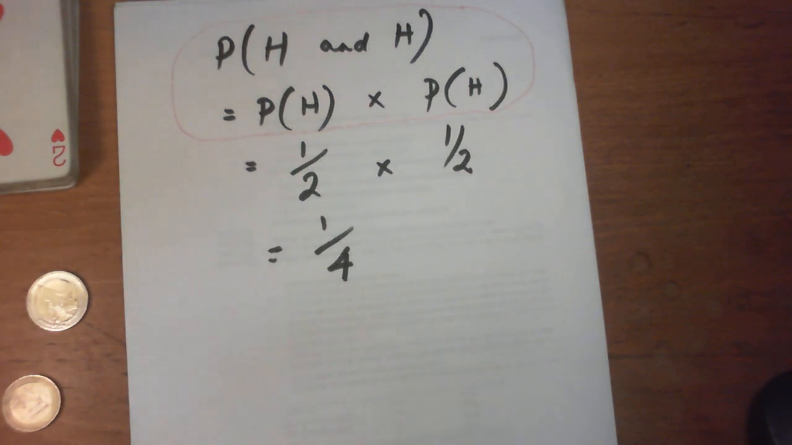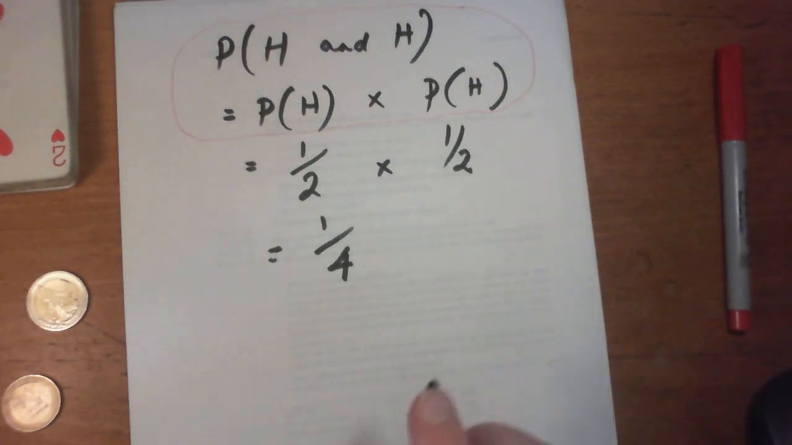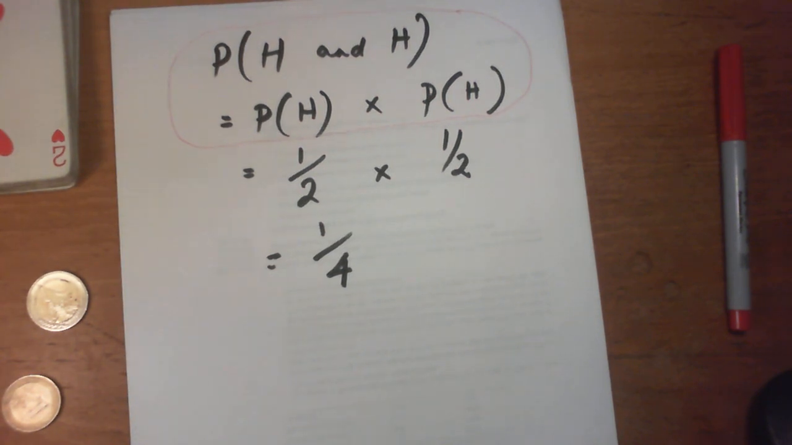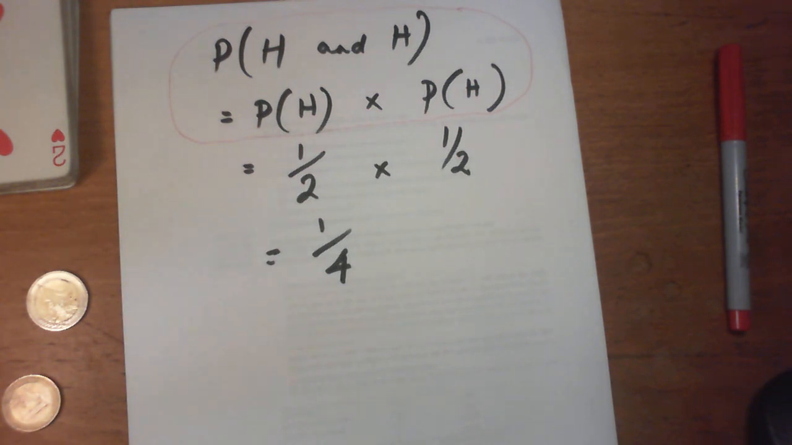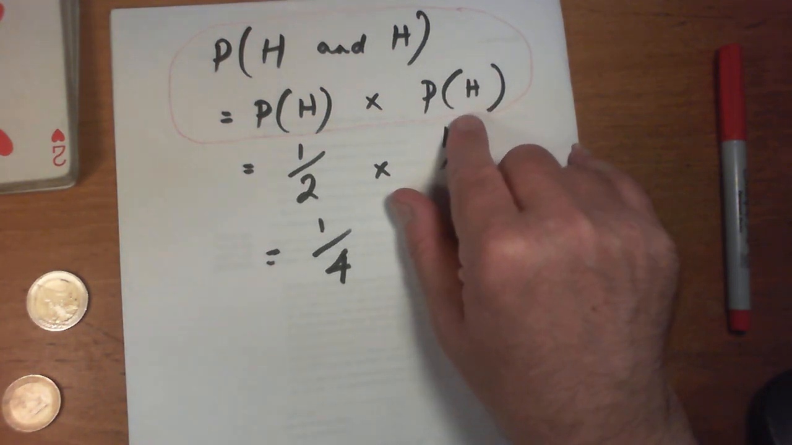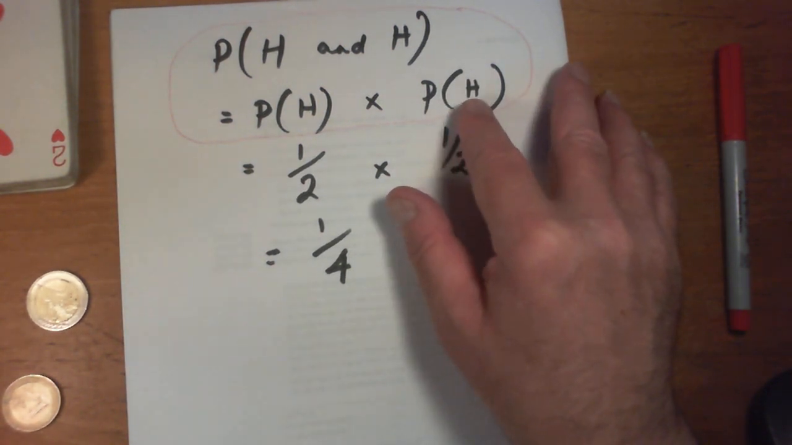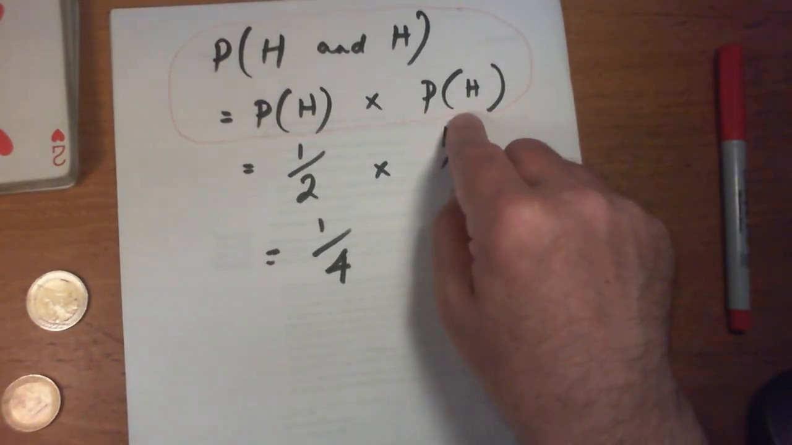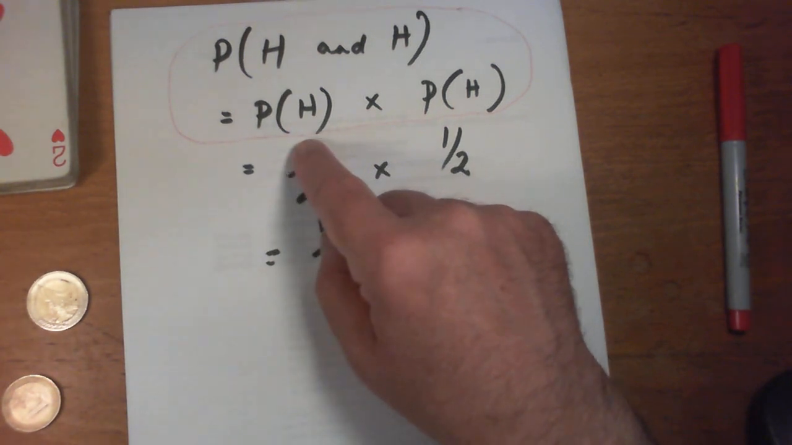Now, I need to point out that this rule will probably always work at GCSE level, but to be more precise, this rule will work so long as the two events are independent. By independence, I mean that the probabilities are not affected by the other event, okay? When I toss the coin the second time, the probabilities are still a half heads, half tails. The probabilities have not been affected at all by this first event.